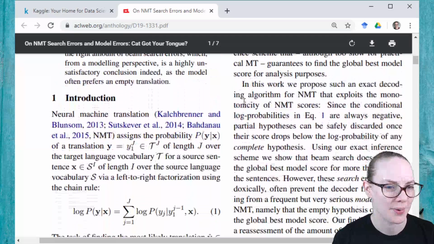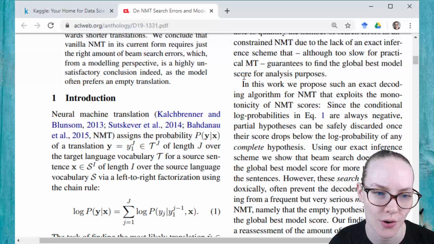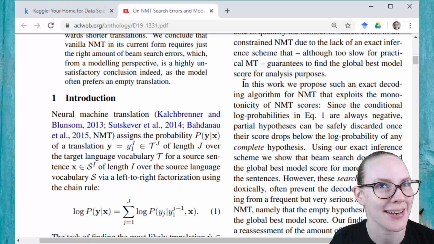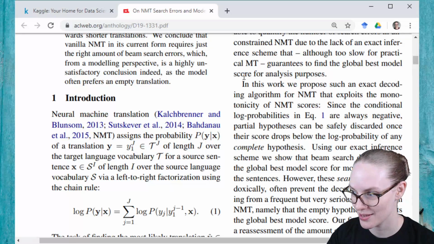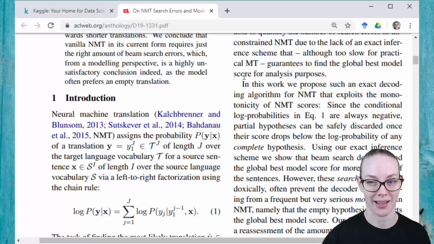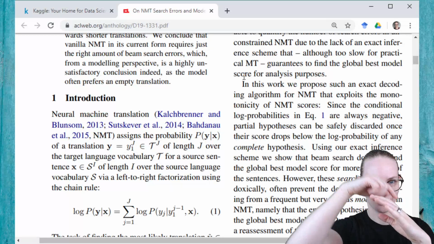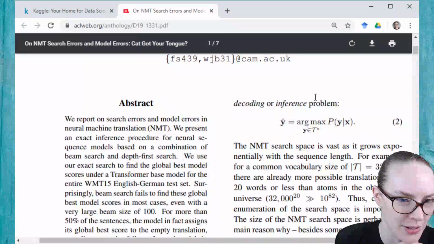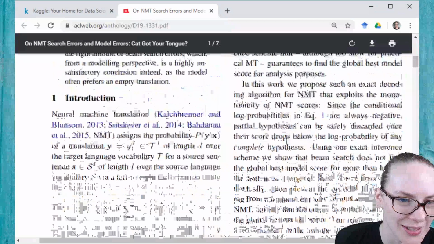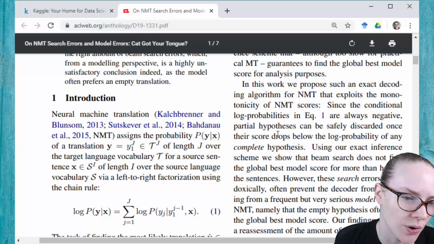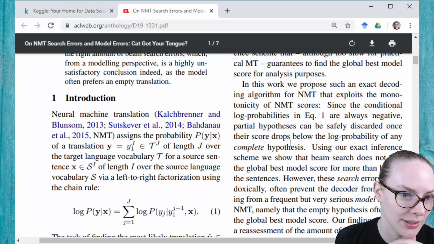In this work, we propose such an exact decoding algorithm for NMT that exploits monotonicity, which is the adjectival form of monotonic. Yeah, so it's got like one high point. Since the conditional log probabilities in equation 1, here it is, numbered on this side, are always negative, partial hypotheses can be safely discarded once their scores drop below the log probability of any complete hypothesis.